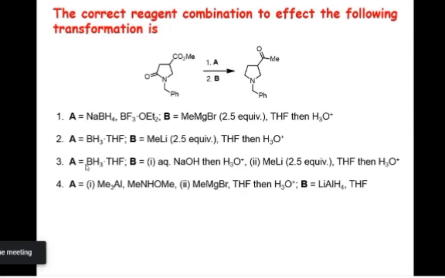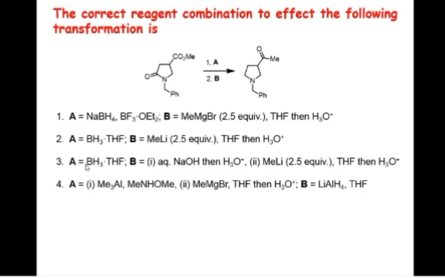Another way: convert that benzoic acid to benzoyl chloride, and treat it with an organocadmium reagent, meaning dimethyl cadmium. You may have studied organocadmium also. You will get the respective ketone, that is acetophenone.